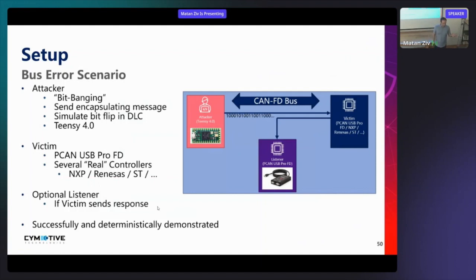How will this attack work? The attacker will send this bit flipped message to the victim, which will receive the encapsulated message. How can we check this on a real-life component? If the encapsulated message is one that would cause a component to send some response, we can wait for this response, and if we get it, we know that the component received the encapsulated message.